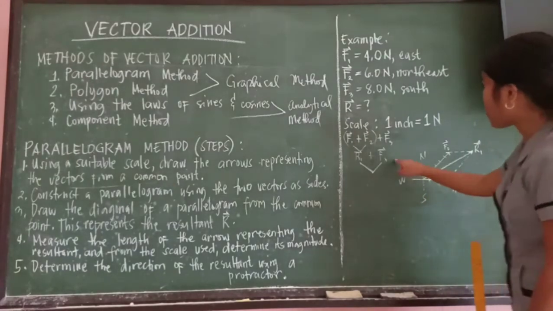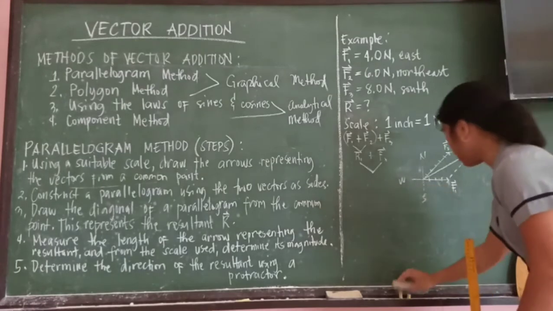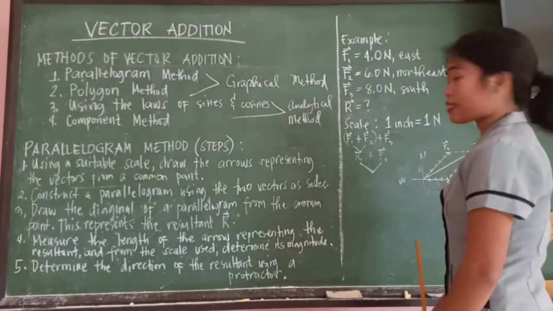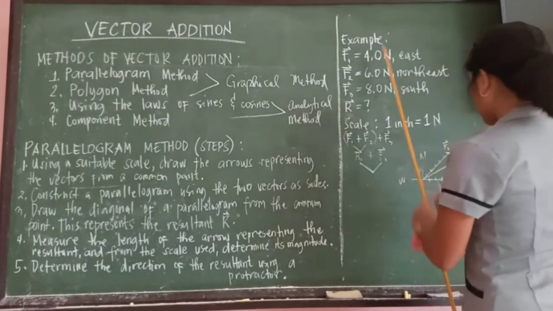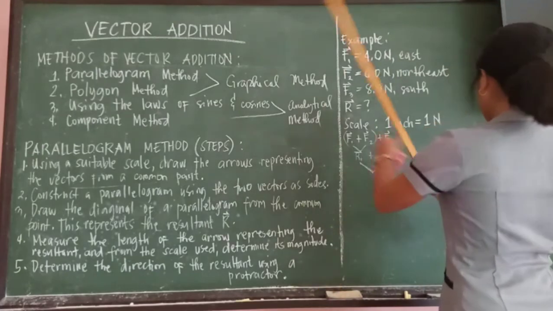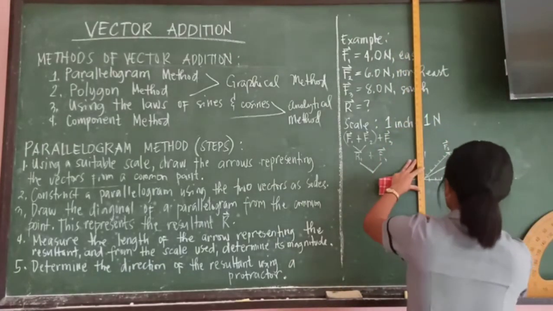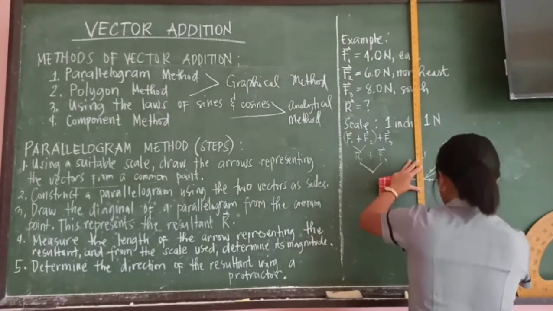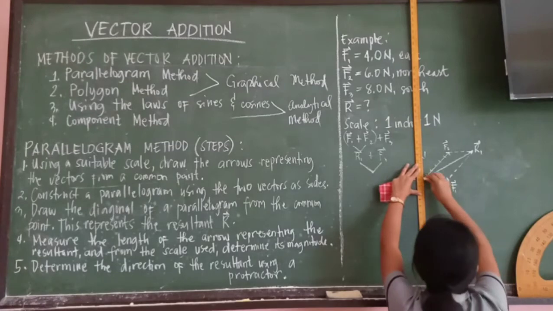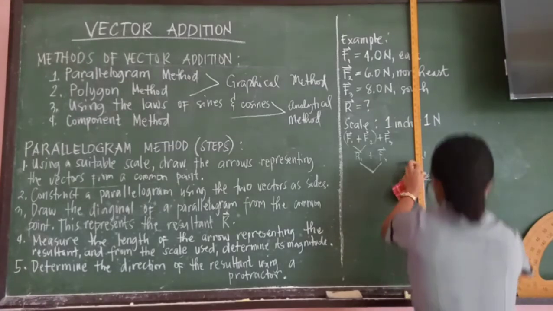Okay, now f sub 3 is, I forgot to represent this one well. F sub 3 is 8 newtons directed south. No need to use the protractor. I am going to measure directly 8 inches from the origin going to the south.